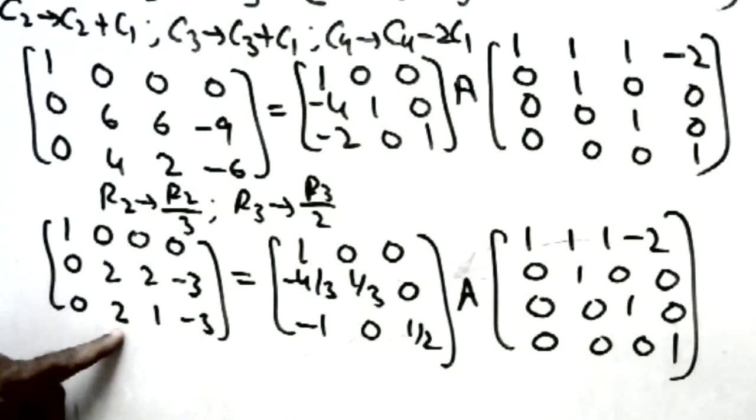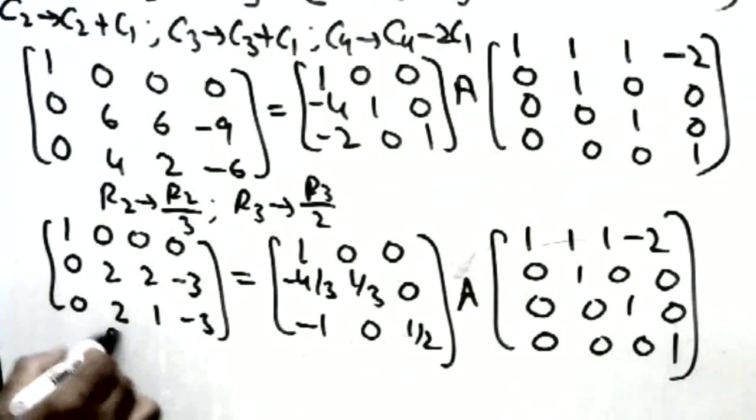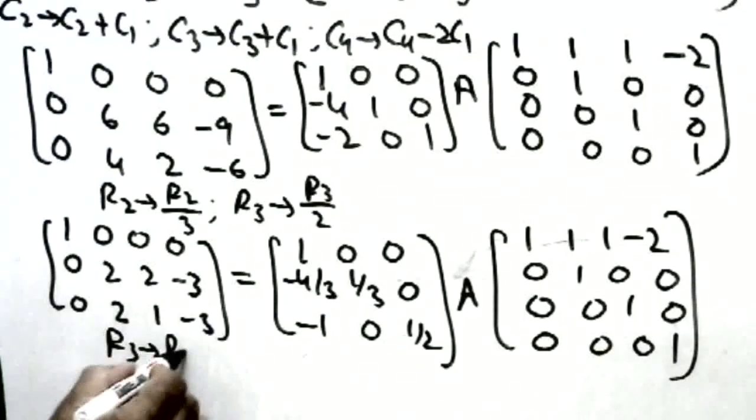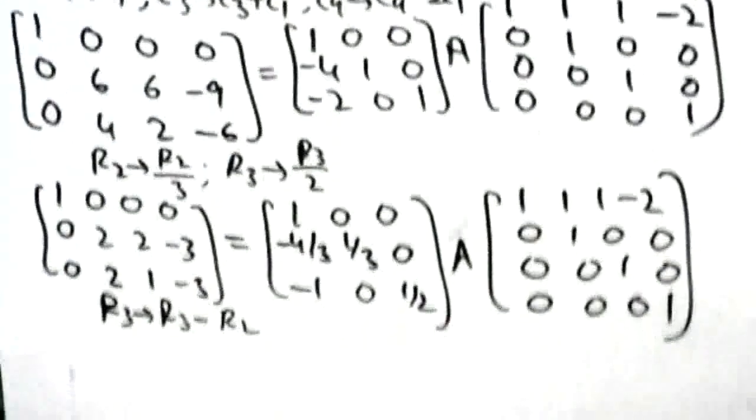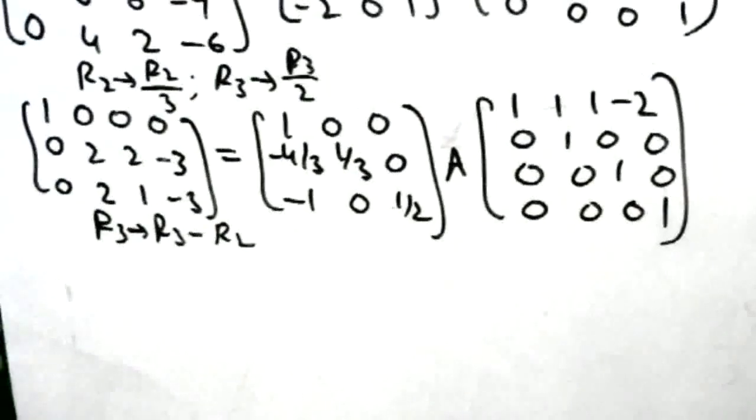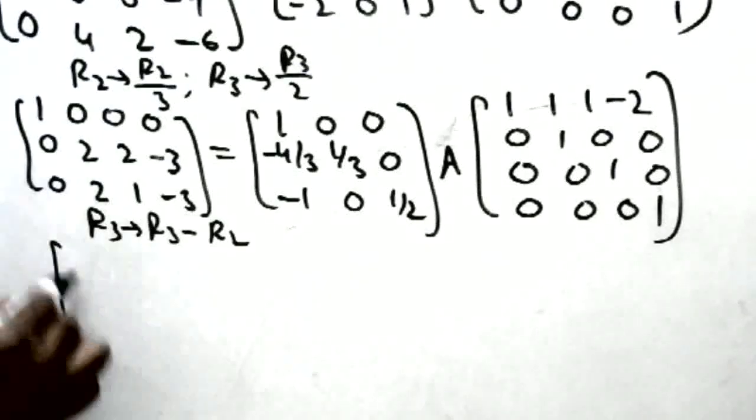Now next step we make this one 0. So very easy, R3 minus R2, we make this 0. So this will be R3 implies R3 minus R2. So let me see what happens.